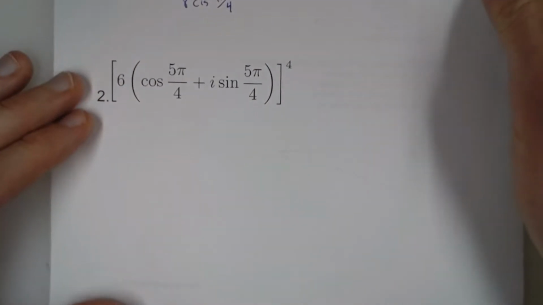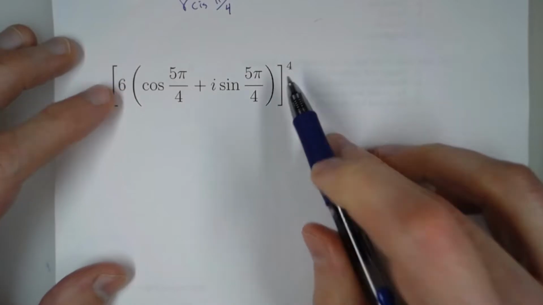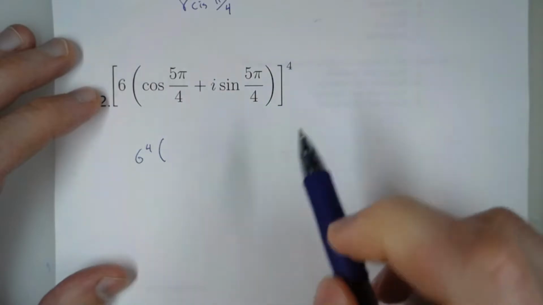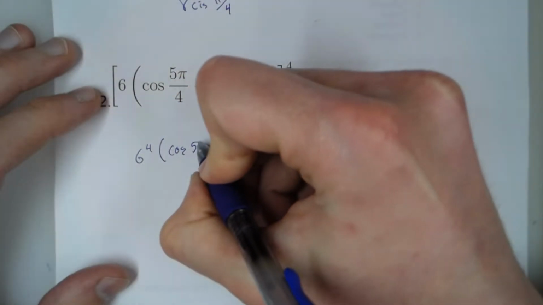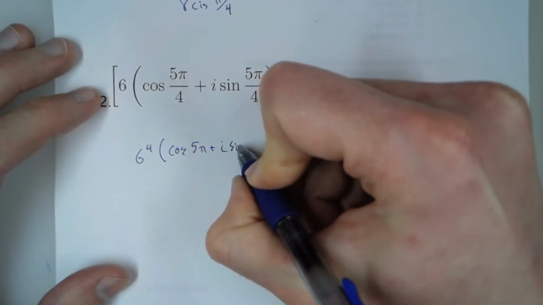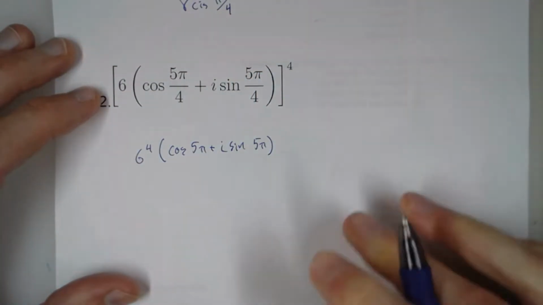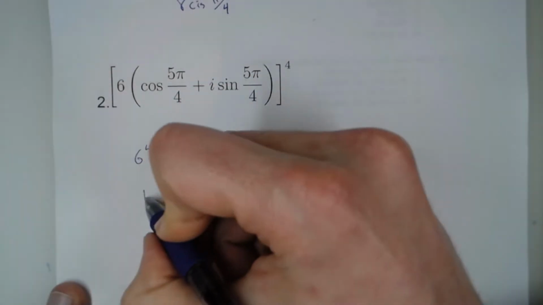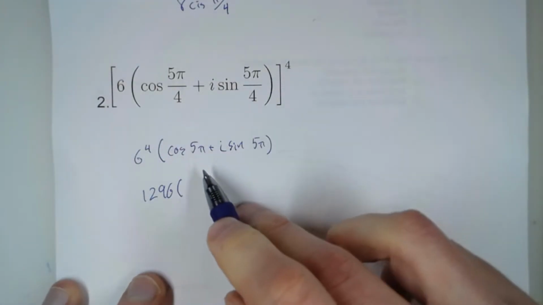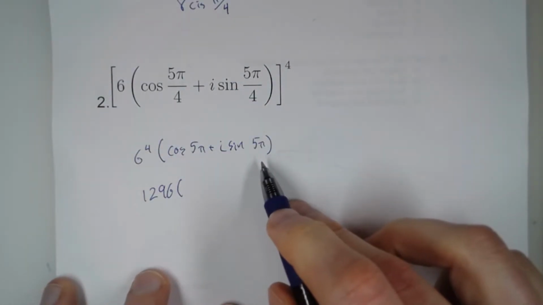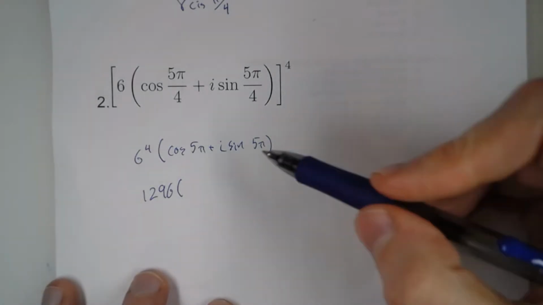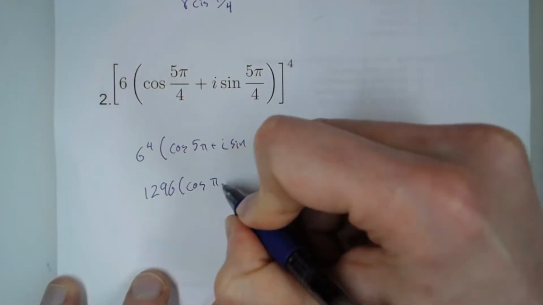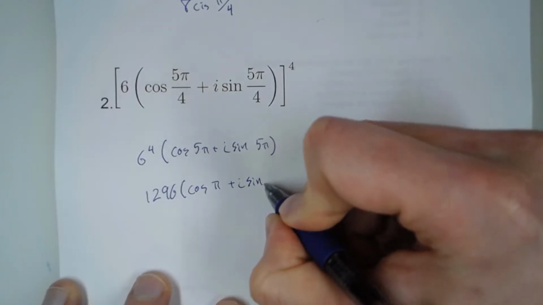Now for number 2, we're doing the same thing. We're going to take 6 and raise it to the 4th power. And then we're going to take this power 4 and multiply 5 pi over 4 by that. So our angle is 5 pi. Now 6 to the 4th, we'll calculate that, and we get 1,296. Now again, if your angle has to be between 0 and 2 pi, you're going to have to subtract 2 pi because this is too big. And actually, you're going to have to subtract it twice to get cosine pi plus i sine pi.